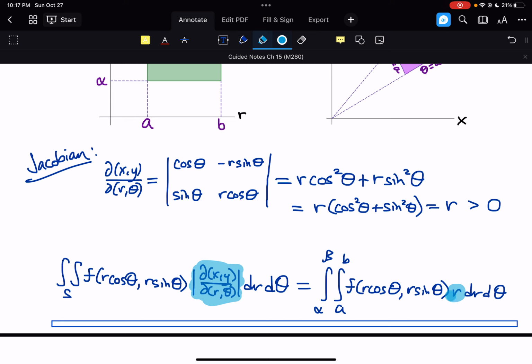So this r value, the reason it's there is because when you're making the conversion from x's and y's into r's and thetas, or vice versa, there's a price to be paid. The Jacobian is that price. You can't just directly switch x's and y's into r's and thetas because they're not exactly the same thing. The Jacobian is the price that you pay that allows you to turn x's and y's into r's and thetas.